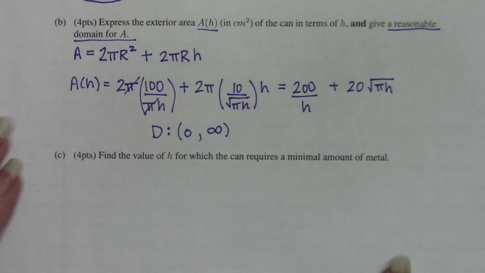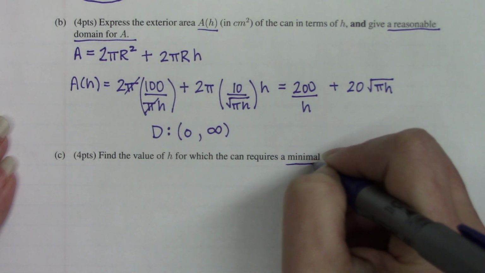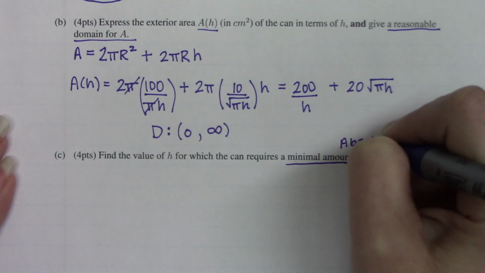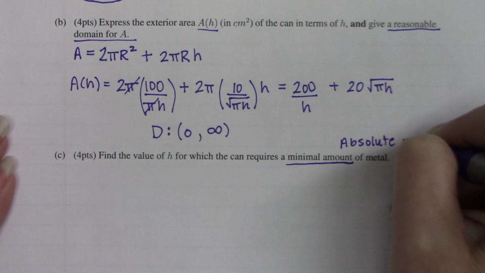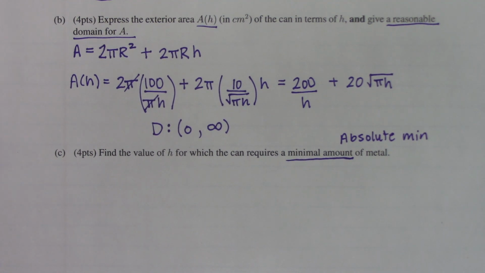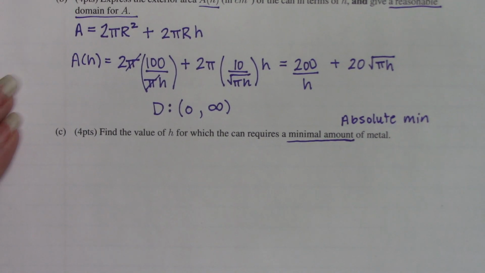And now they want us to find the value for h which requires the minimal amount of metal. So we actually want to know what value of h is the absolute minimum. We do that by taking the derivative and looking for critical values. So let's start with the derivative.